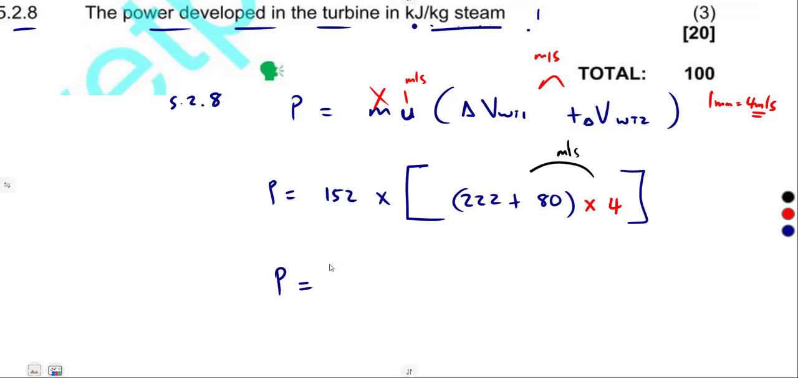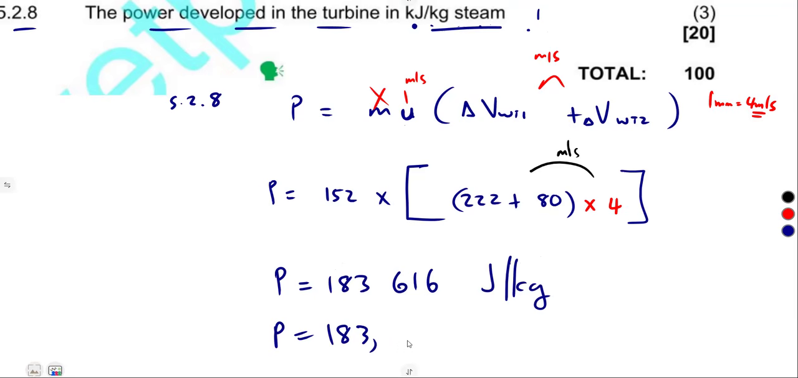Simple like that, we are going to obtain approximately 183,616 joules per kilogram of steam, which you can convert by dividing by 1,000. So 183,616 becomes kilojoules per kilogram of steam. If you want, you can write per kilogram of steam. That is basically what you are going to have at the end.